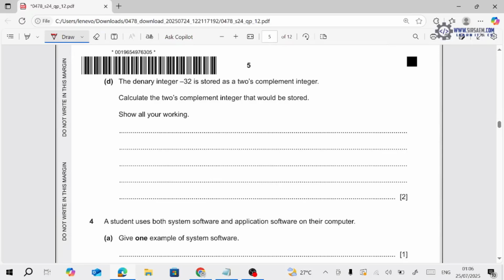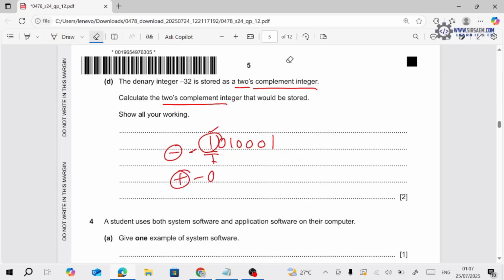The denary integer minus 32 is stored as 2's complement. Remember that? Calculate the 2's complement integer that would be stored. I'm using red, let me keep on using red. Now 2's complement, there's a rule for that, you need to remember that. What is that? Well, if in 2's complement I write over here 1, 0, 1, 0, 0, 0, 1, just to give an example. The very first bit, if this is 1 in 2's complement, it means it's a negative value. If this is 0, it means it's a positive value. So if this is 1, it's a negative value. If this is 0, it is a positive value. Just have to remember this very important rule about writing it all in 2's complement.